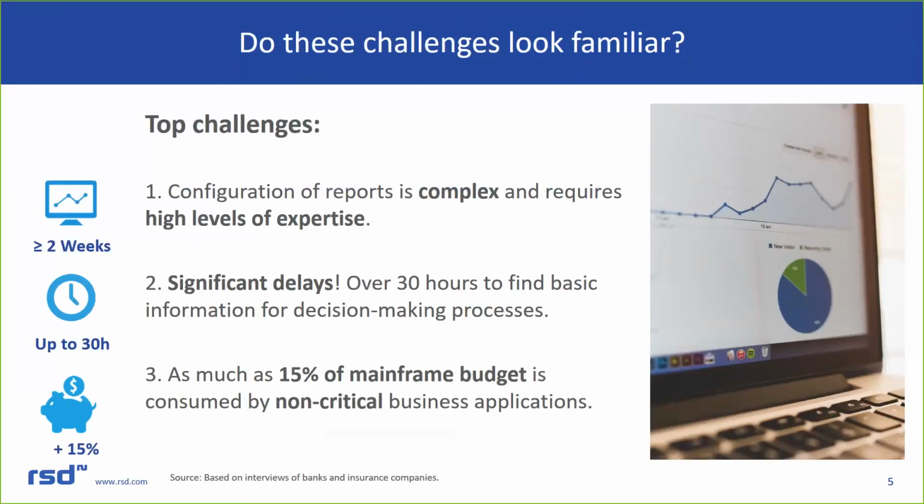And then finally, what we find is that as much as 15% of mainframe consumption, therefore contributing to the cost of the mainframe, can be attributed directly to non-critical business applications. If you had the information, what decisions would you make about those non-critical business applications and where they're running? Perhaps where they're running within your processing windows, or would you even make different decisions about what platform you would have those applications running on?